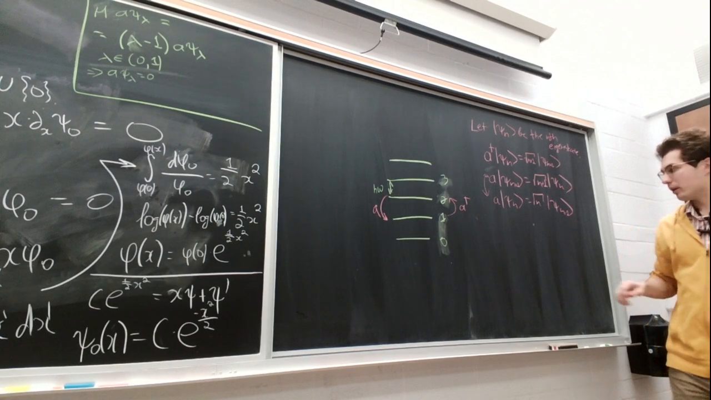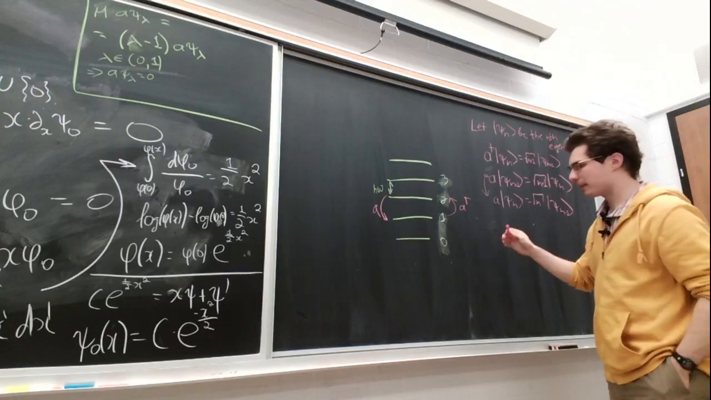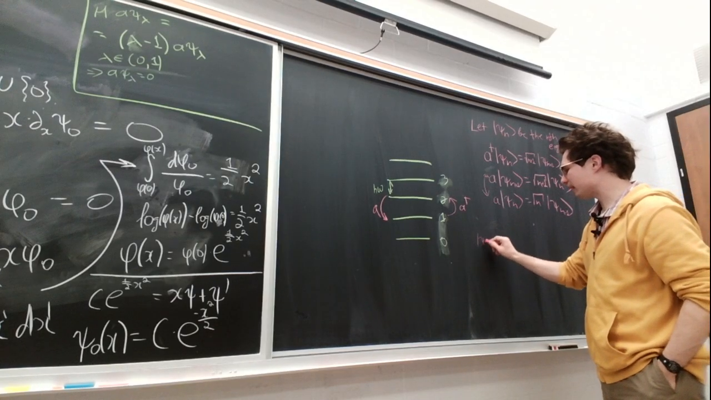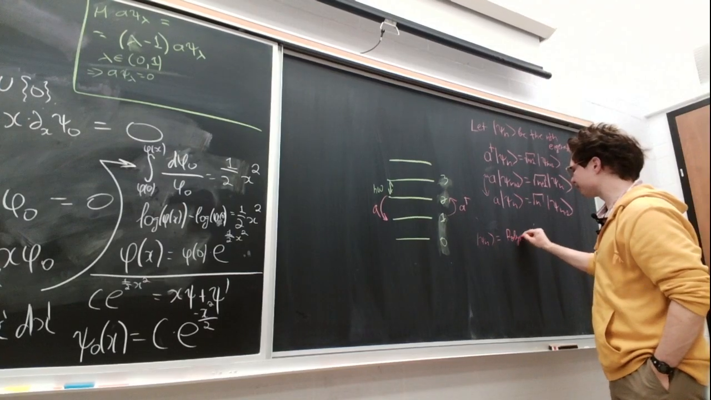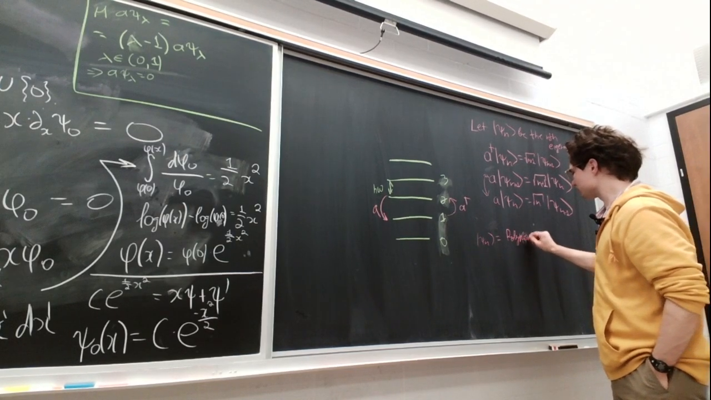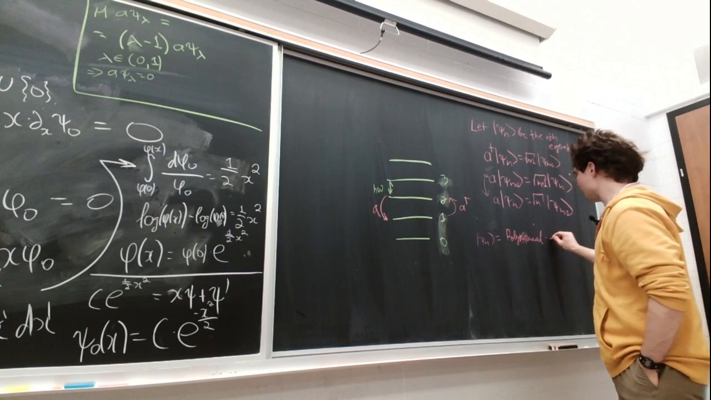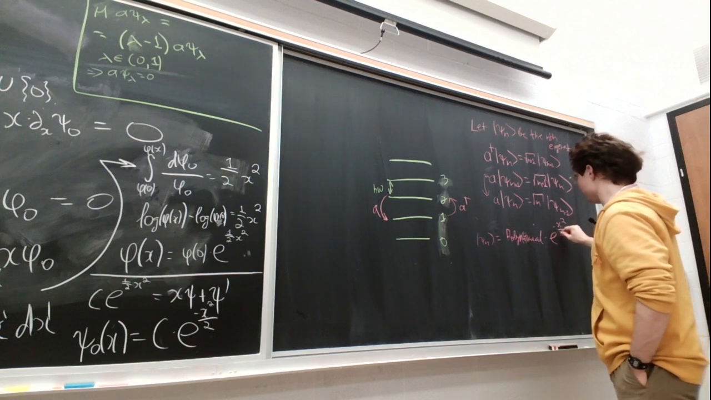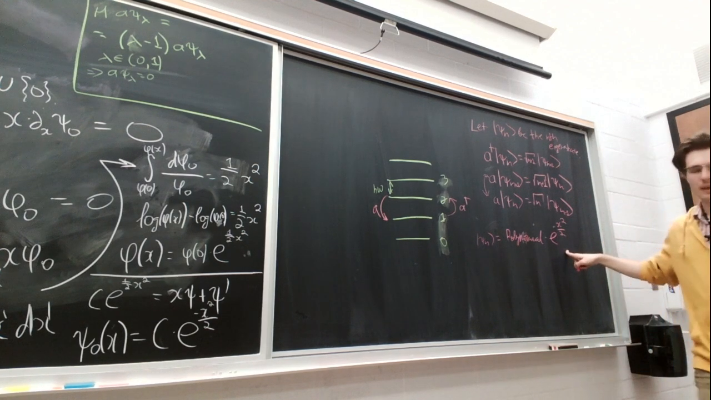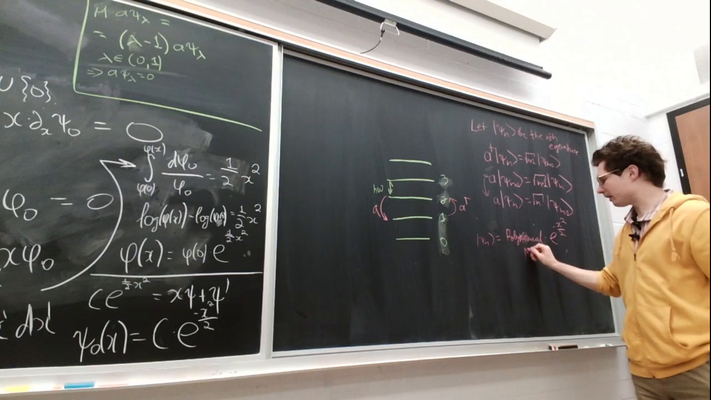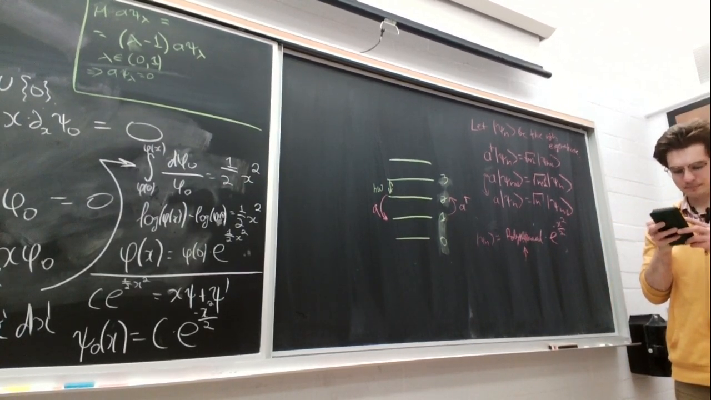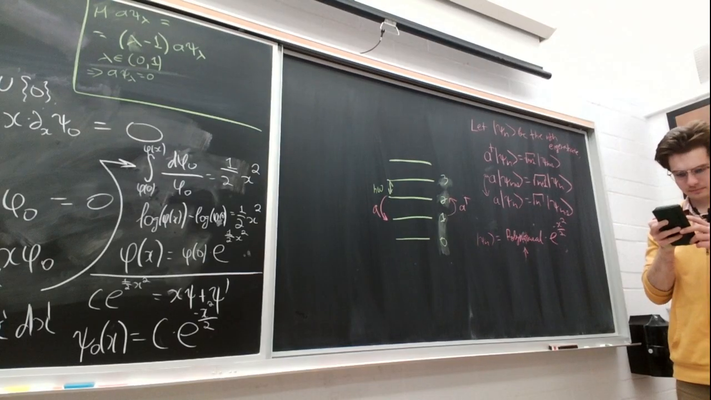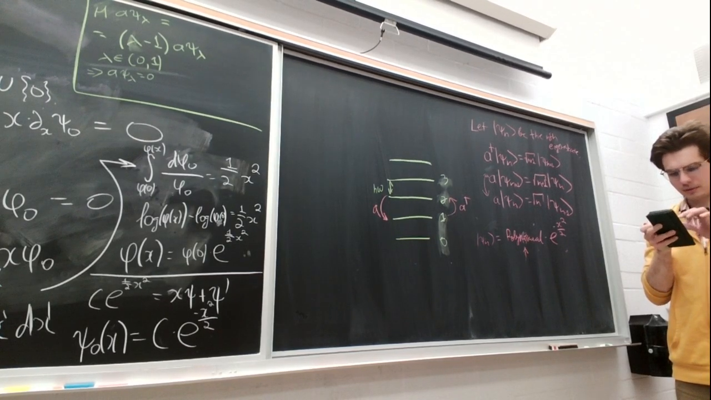Okay, and so from our calculation, you can believe that this eigenstate will be some polynomial times e to the minus x squared over 2. And these polynomials, I think, are called the Hermite polynomials. Let me double check if those are the right ones.